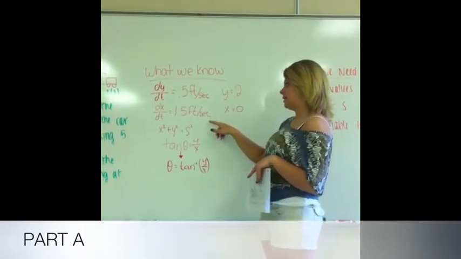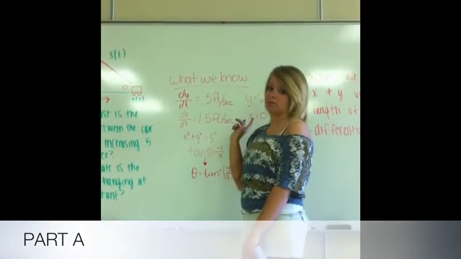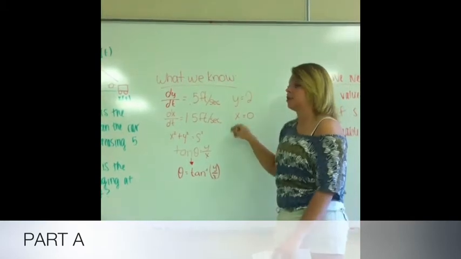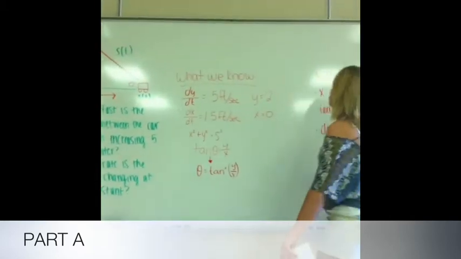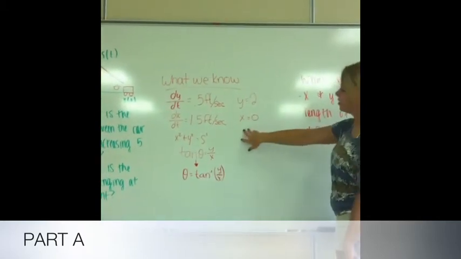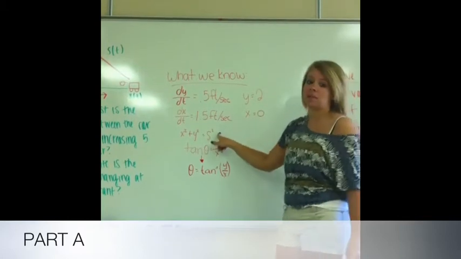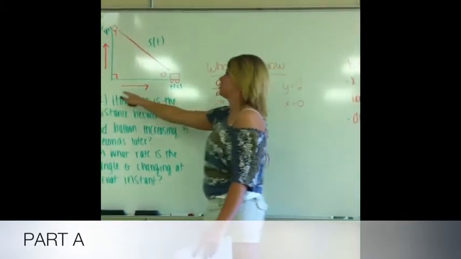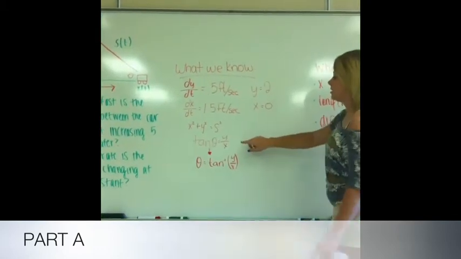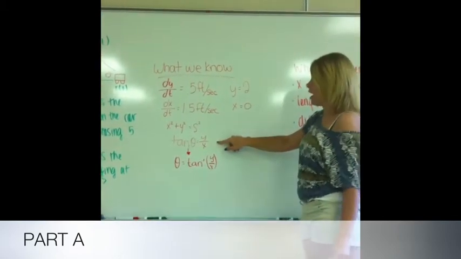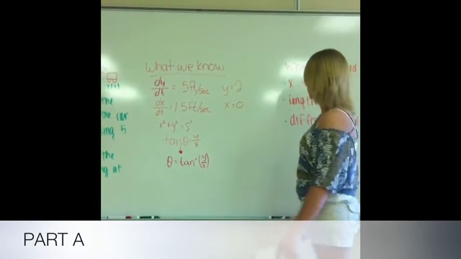And you know that dx/dt is 1.5 feet per second, which is how fast the car is moving underneath the balloon. And it originally started at x equals 0 because it at first started right underneath the balloon. So you need to take these, which you also know x squared plus y squared is equal to s squared, because that's just the Pythagorean theorem, because this right here is x, this is y, and then this is s. And then you know that the tangent of theta is equal to y over x, and you know that theta is equal to the arctangent of y over x.